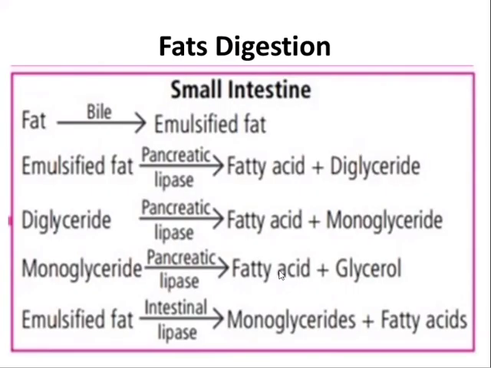Now let's discuss fat digestion. In the small intestine, the fats are converted to emulsified fats. These are converted to smaller pieces in the presence of bile. Then emulsified fats, in the presence of pancreatic lipase, are converted to fatty acids and diglycerides. The diglycerides are further converted to monoglycerides and fatty acids in the presence of pancreatic lipase, and monoglyceride is further converted to fatty acid and glycerol. So pancreatic lipase is responsible for the digestion of fat in the small intestine.